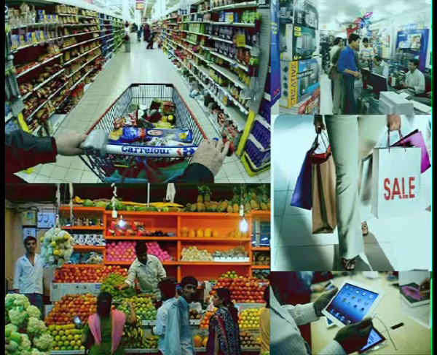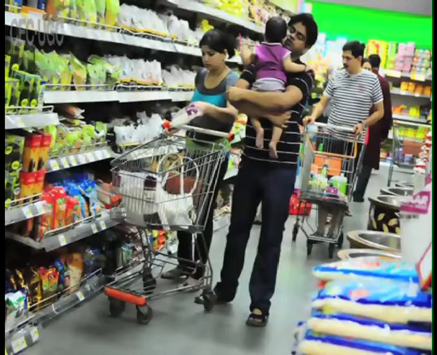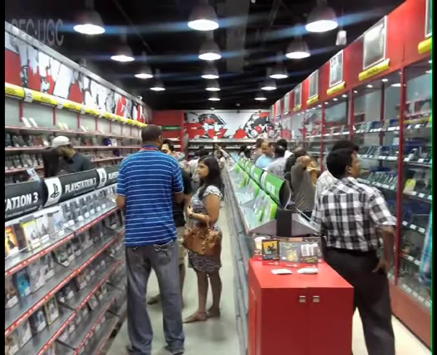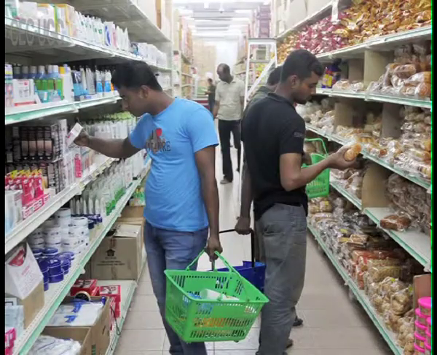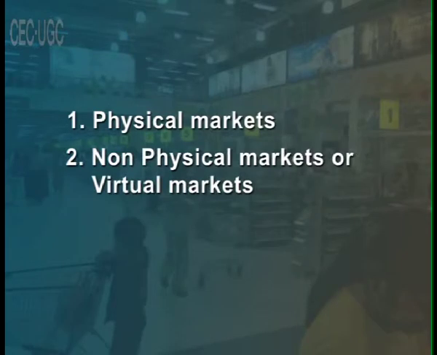Let's look at the other classifications or types of markets. First, physical markets. Physical markets are a setup where buyers physically meet the sellers and purchase the desired merchandise from them in exchange for money. Shopping malls, department stores, and retail stores are examples of physical markets. Second, non-physical markets or virtual markets.